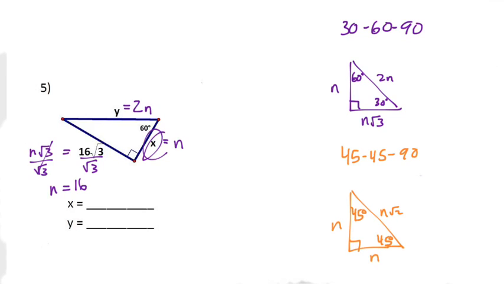So what is X? 16. That one is 16. And what will Y be? 32. Yeah, you have to go 16 times 2. So you get 32. You can actually plug in the 16 if you want, and you get 32. So that's how you find the missing sides using special triangles.